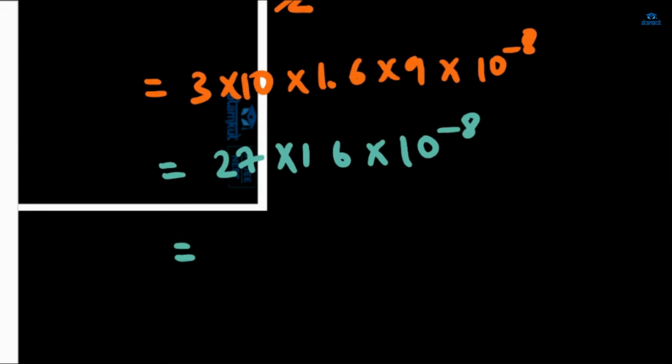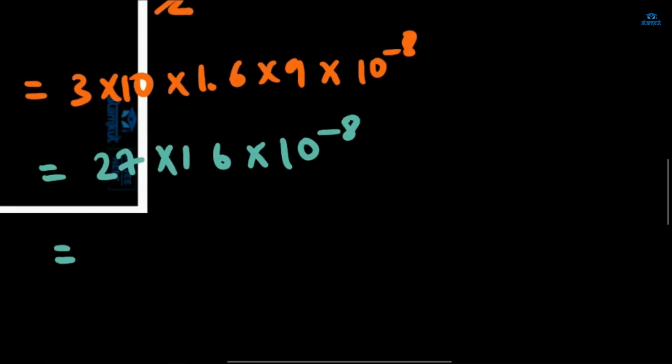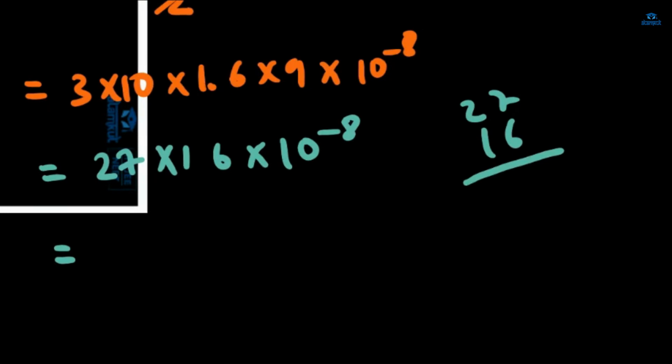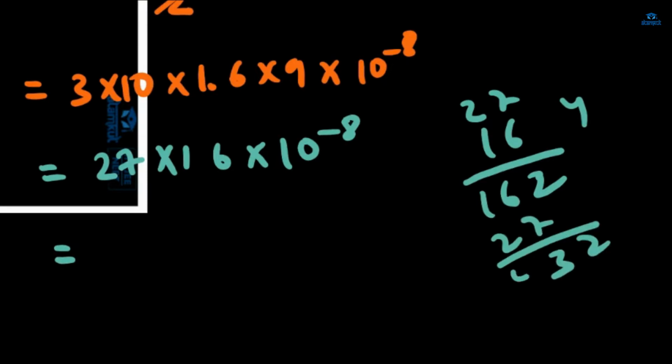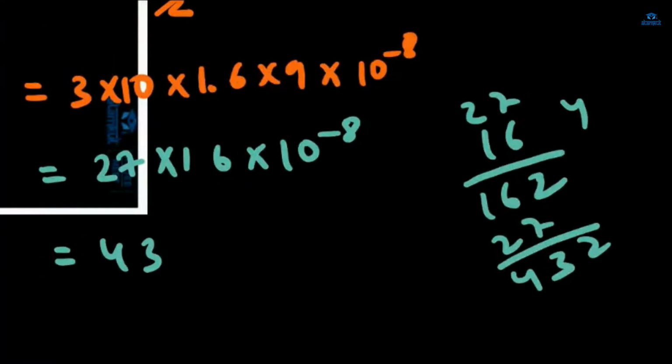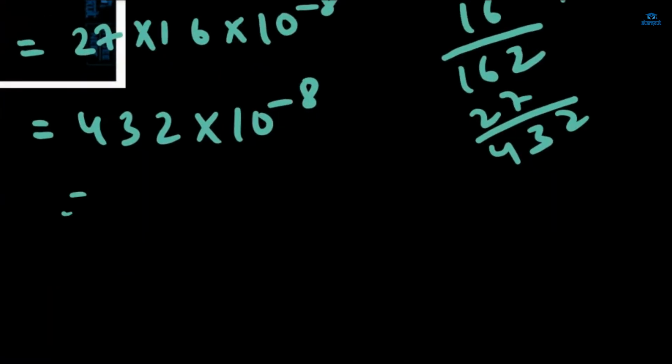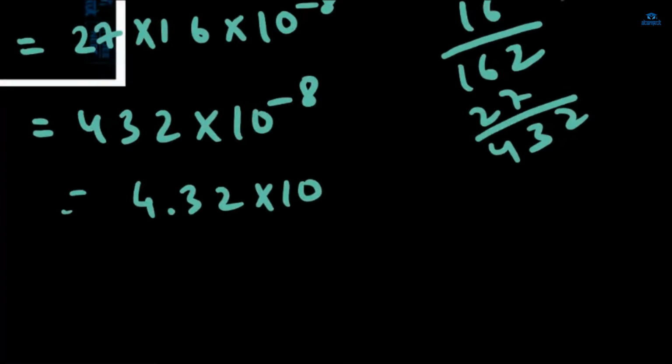ठीक है, अब ठीक लग रहा है? ठीक लग रहा है कि नहीं? 27 से मल्टीप्लाई करते हैं 16 को. 7 6 42, 4 2 6 12, 13 14 15 16 27, 2 13 1 4 32. 432 into 10 power minus 8. तो we can, it was 1.57. क्या चीज 1.57? क्या 1.57?